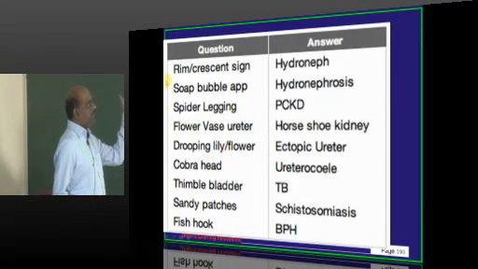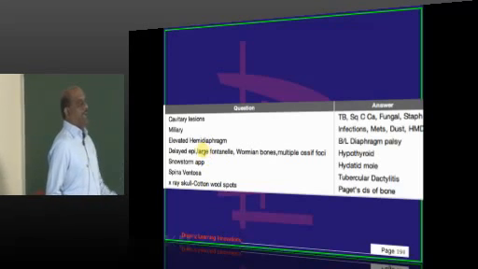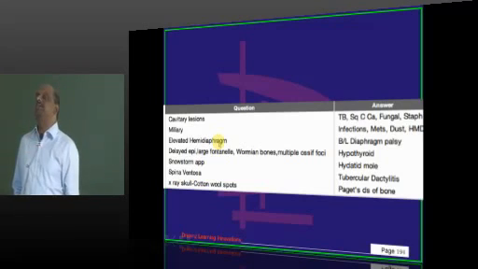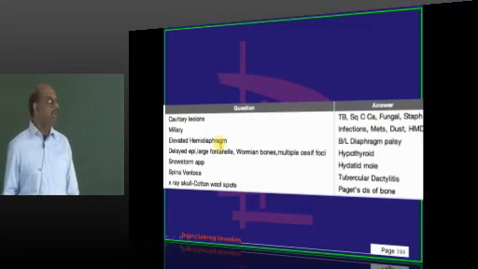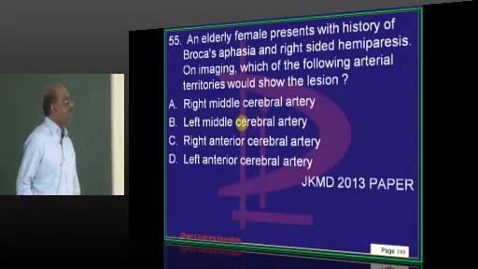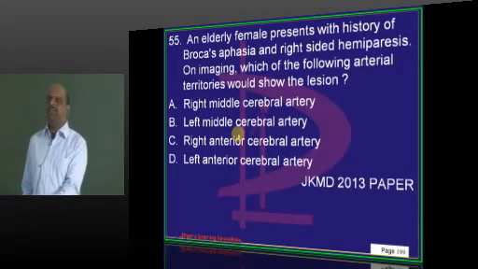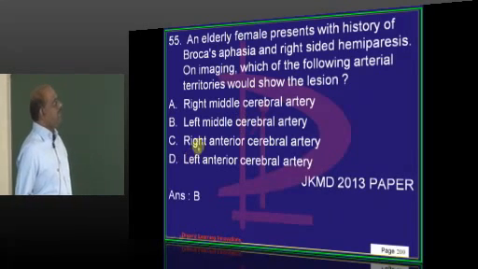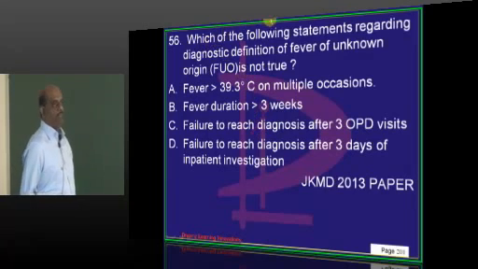So doctor, soap bubble appearance, spider legging, cobra head, unless you see at least one radiograph and review, it is easier to remember only when you review the radiographs. Okay, doc? So that is the Bedford sign. Broca's aphasia means dominant hemispheric involvement. That's the reason it is the left middle cerebral artery which is involved.